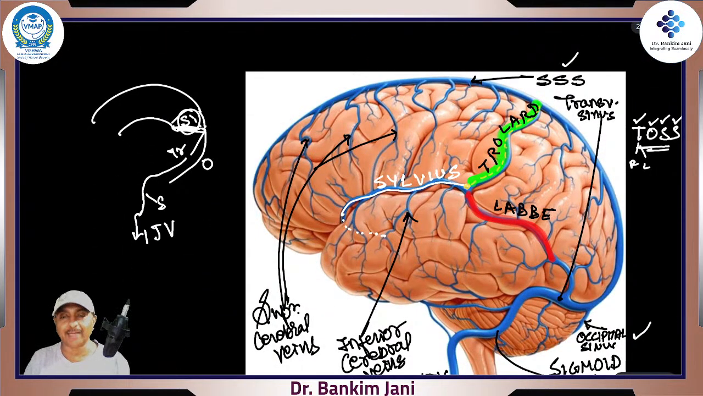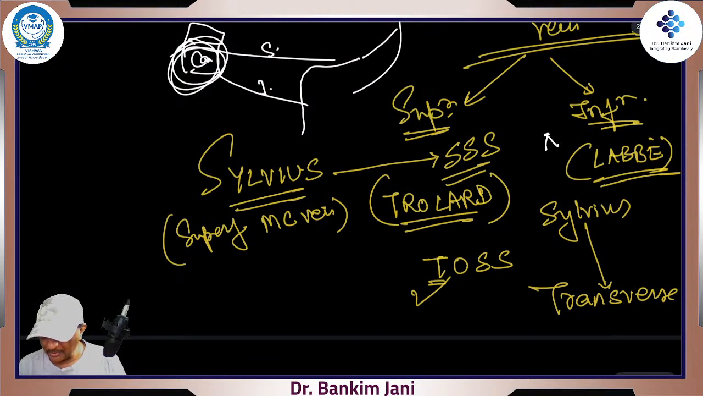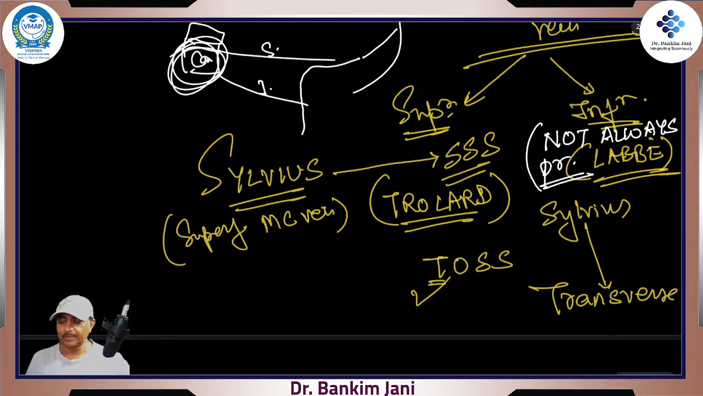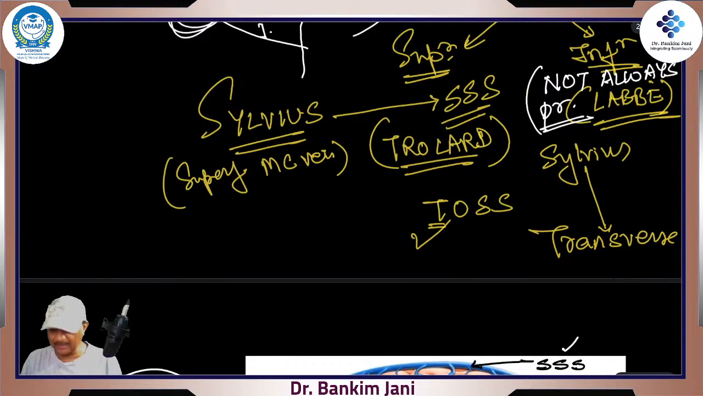The specialty of labbe is that sometimes when you do angiography, you won't find it. So this is the thing. That's why it's not always present, right? But if it is present, it takes care of this much. Okay. So this was our Sylvius and the Trollard and the Labbe, right?